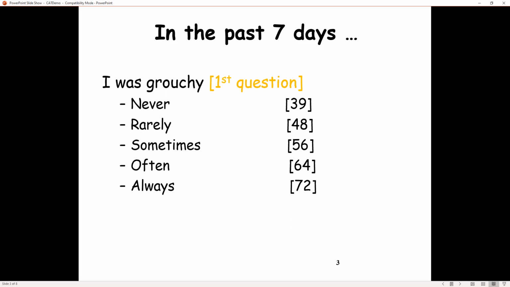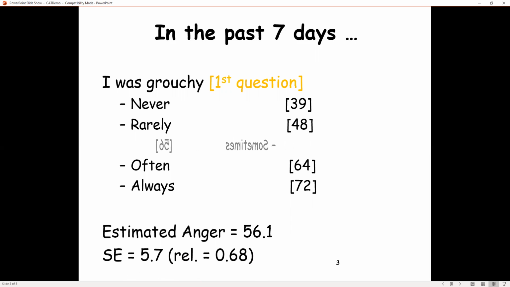So what's my answer? I'm going to say sometimes I was grouchy in the past 7 days. So I know it's going to estimate my anger to be 56. More precisely, it's 56.1. And also, if you know the underpinnings of the program, you can find out that at this point it has a standard error of measurement of 5.7, which is equivalent to a reliability of 0.68.